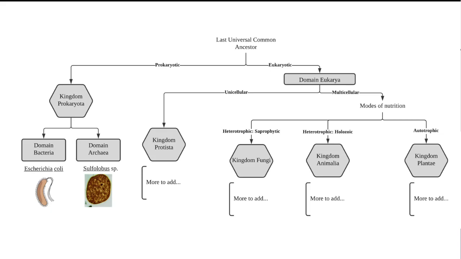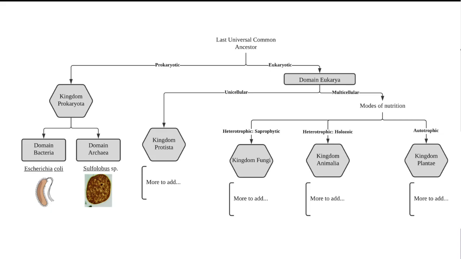Now let's look at the eukaryotic branch of the tree. So after you divide it into prokaryotic and eukaryotic, the eukaryotic branch will lead to domain Eukarya. Domain Eukarya is divided into unicellular and multicellular eukaryotes. If it is a unicellular eukaryote, that goes into kingdom Protista.